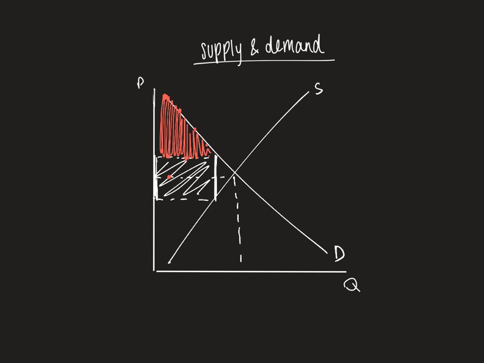Similarly with the producer surplus, now producers, instead of getting to keep the amount of money of the equilibrium price, can only keep this much because part of that money will have to go to the government for the tax. And so now you have this area as producer surplus. This little triangle right here is deadweight loss because no exchanges take place in this area.